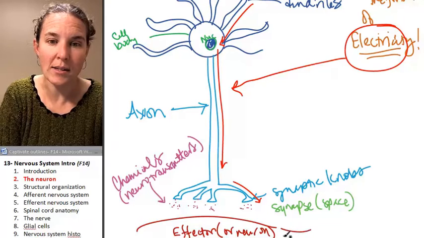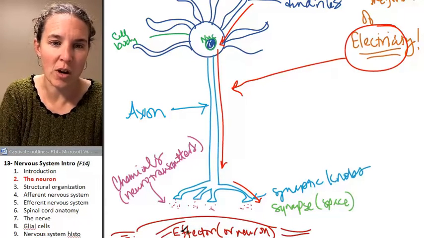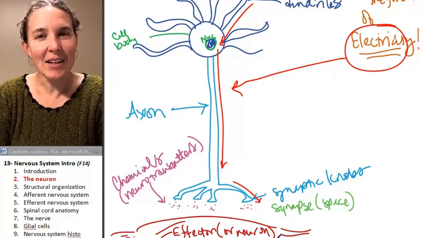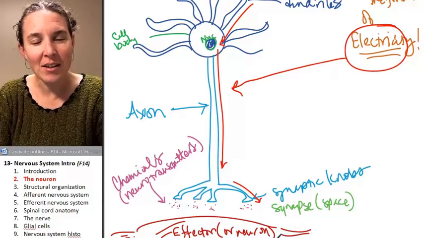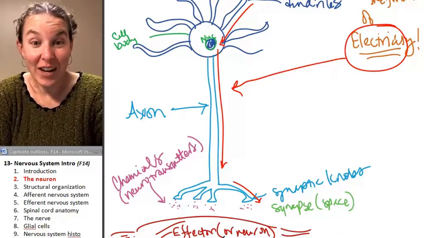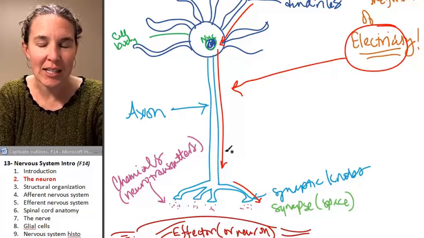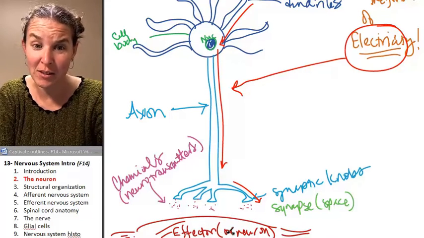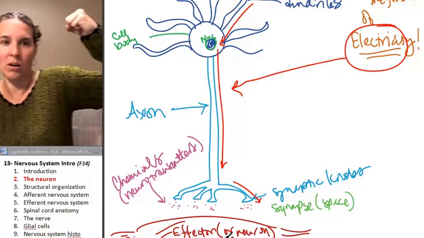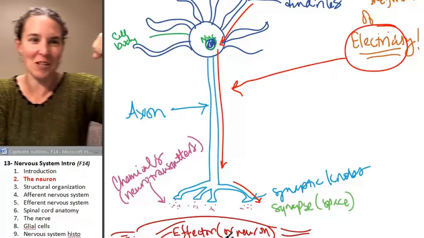Okay, what? What effector did I just draw here? Of course you know. That's a skeletal muscle. You can have your effector be a skeletal muscle. So essentially, this neuron sent a message to my skeletal muscle to do something. What do skeletal muscles do? They contract.